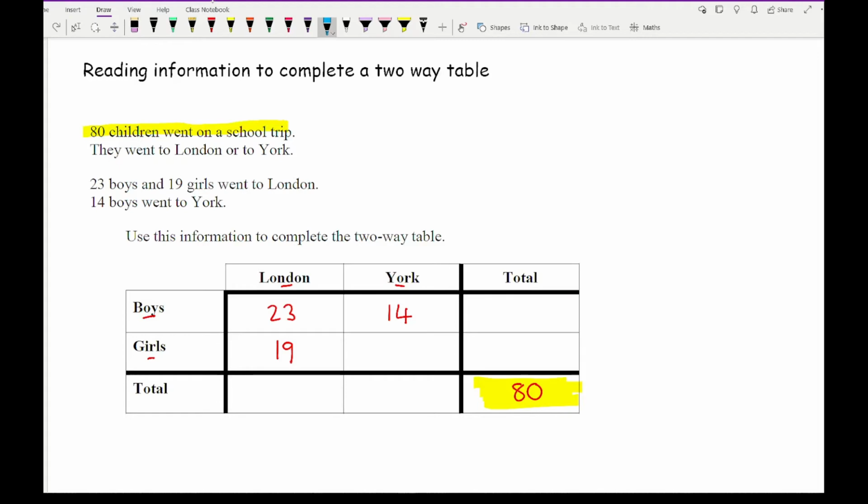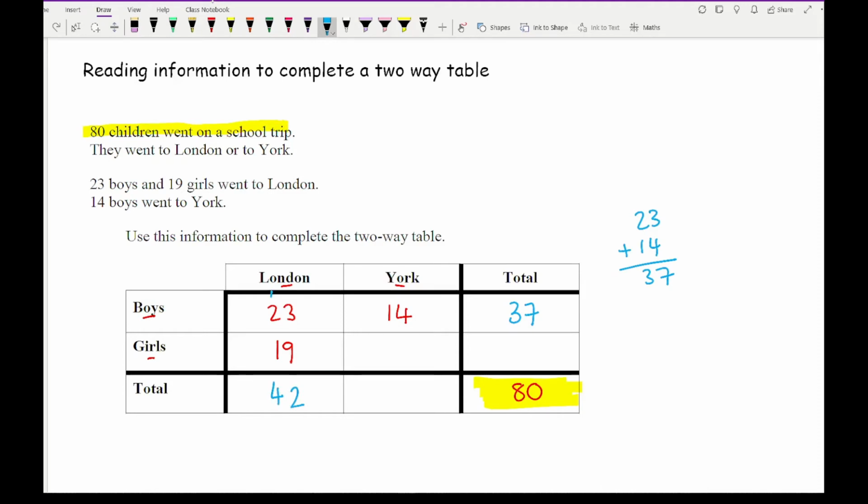So I've got 23 plus 14. Again, let's imagine this is a non-calculator, so I'm just going to add the numbers up. So I've got 3 and I've got 4, so that's going to be 37. Now here I can work out the total number of people who went to London. So that's going to be 9 plus 3, which is 12. Carry the 1, so that's going to be 42.